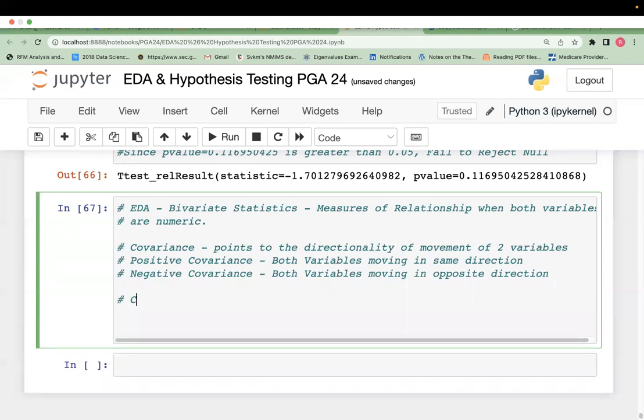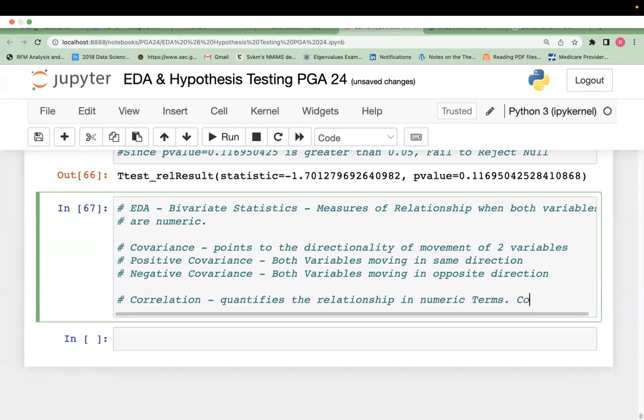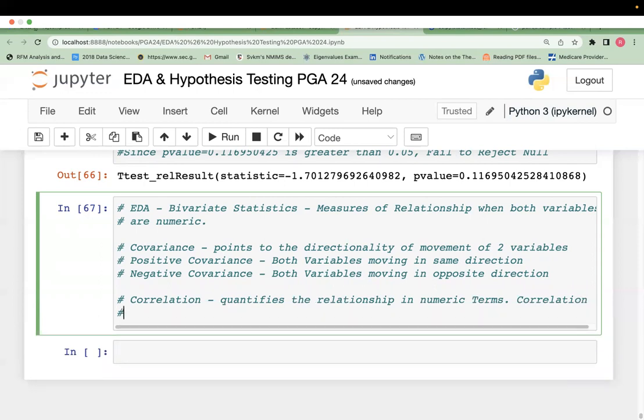Now the second and the other most important is correlation. Correlation quantifies the relationship in numeric terms. It gives a numerical value to the relationship. Correlation lies between -1 to 1. Now, the correlation values.